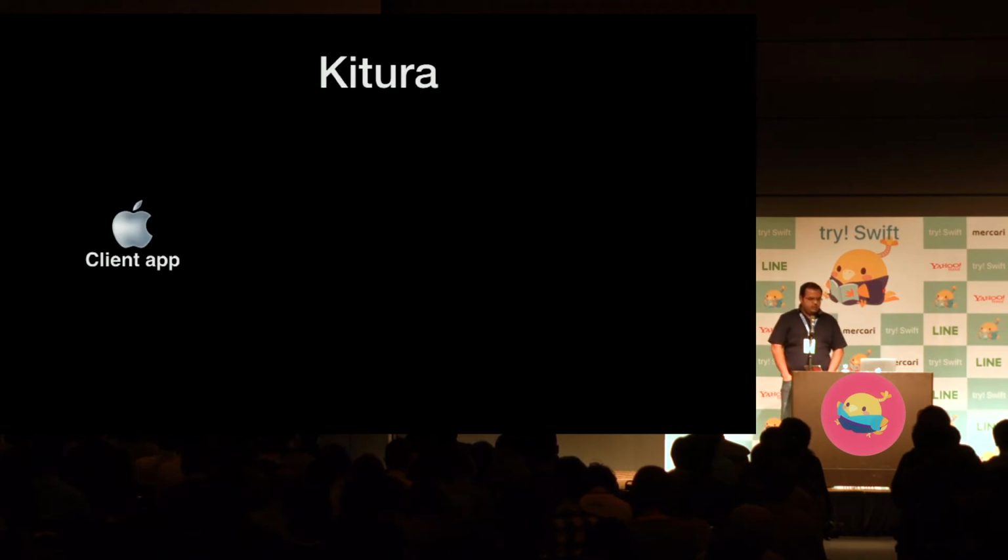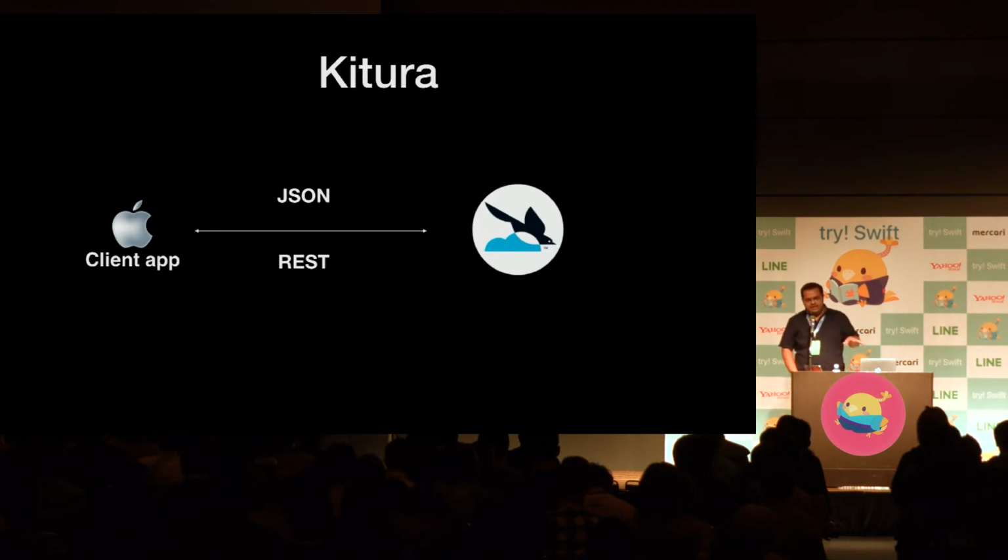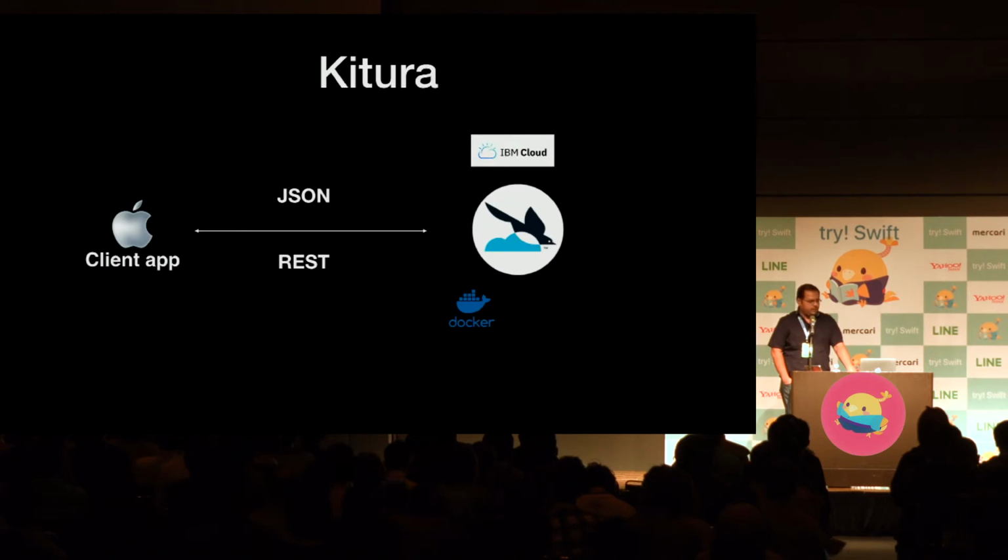So just another schematic on how Kitura looks. So you have your client app. You may want to talk to a backend service built on Kitura. Let's make it a RESTful API, and you use JSON. You can develop apps in Kitura in Xcode, and you can debug them in Xcode. And once you have it ready, you're ready to deploy, you can do it in a Docker container, on the IBM cloud, or on any of the other public clouds. We support all of them.